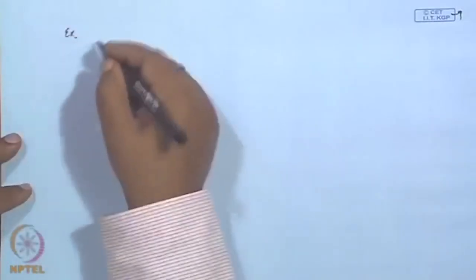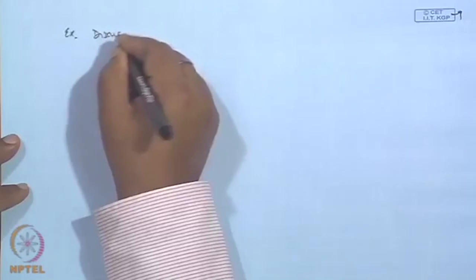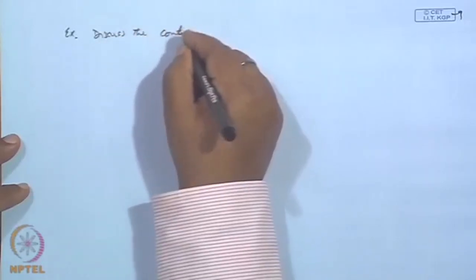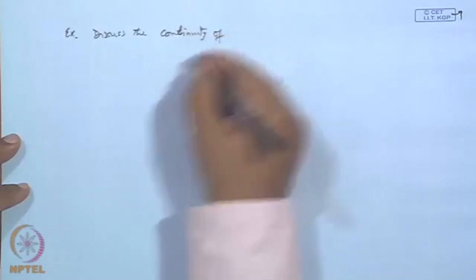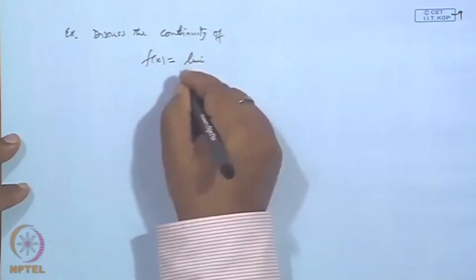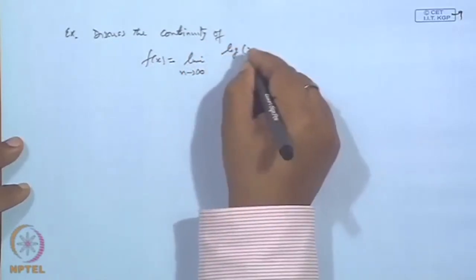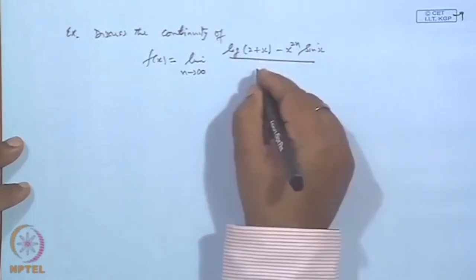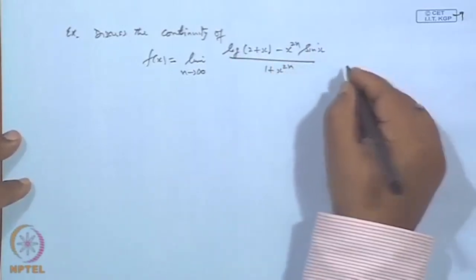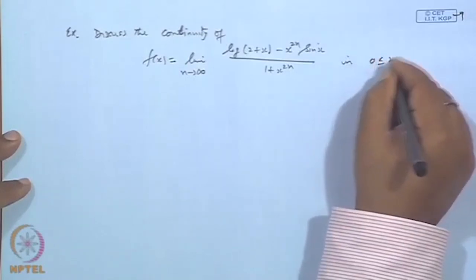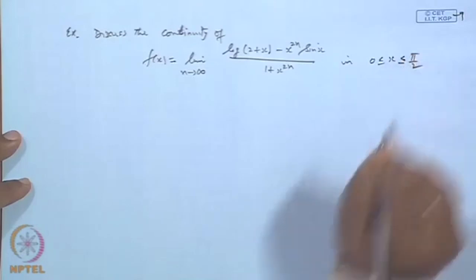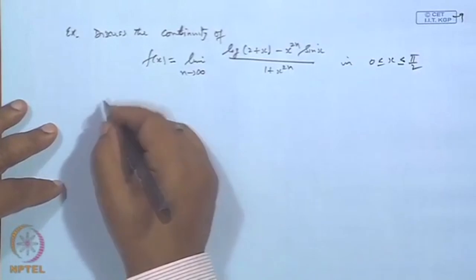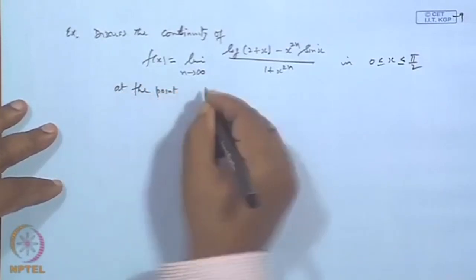Now let's take a few more examples. Say I ask this question: discuss the continuity of the function f x, which is the limit as n tends to infinity of log of 2 plus x minus x to the power 2n sin x, divided by 1 plus x to the power 2n, in the interval 0 less than or equal to x less than or equal to pi by 2. Discuss the continuity of the function at the point x equal to 1.